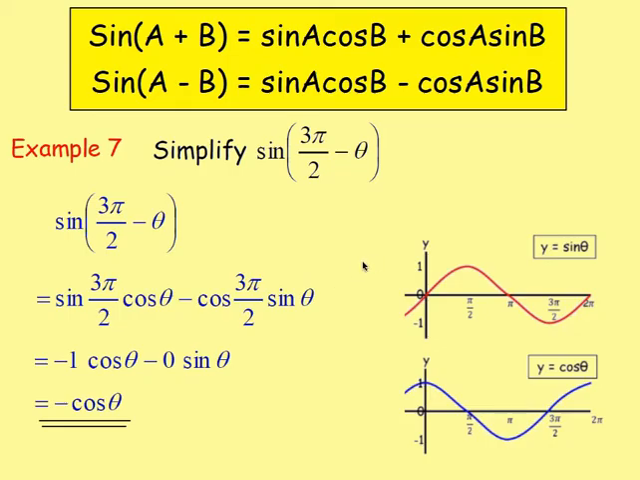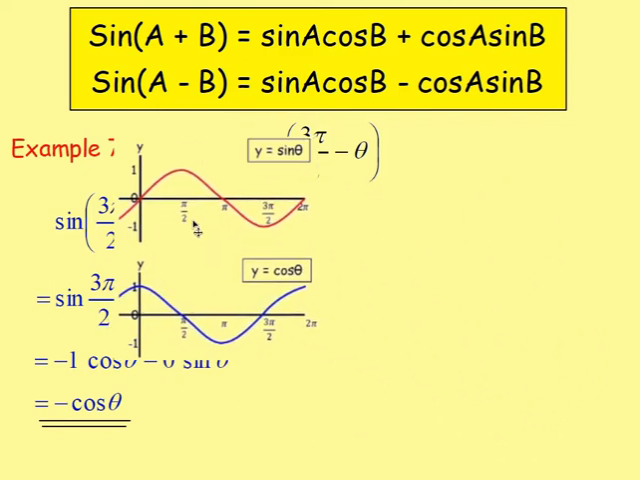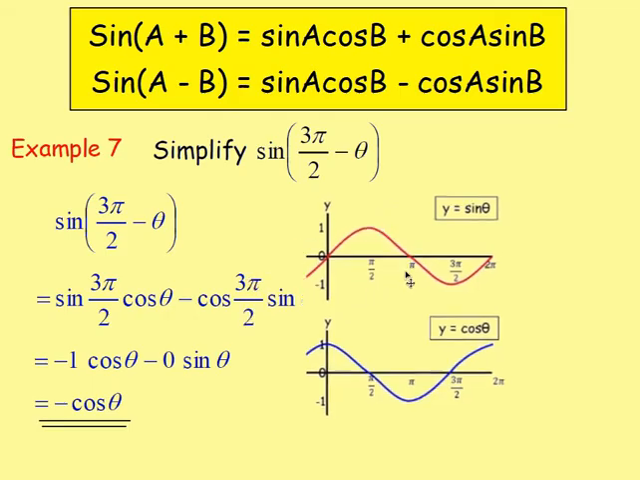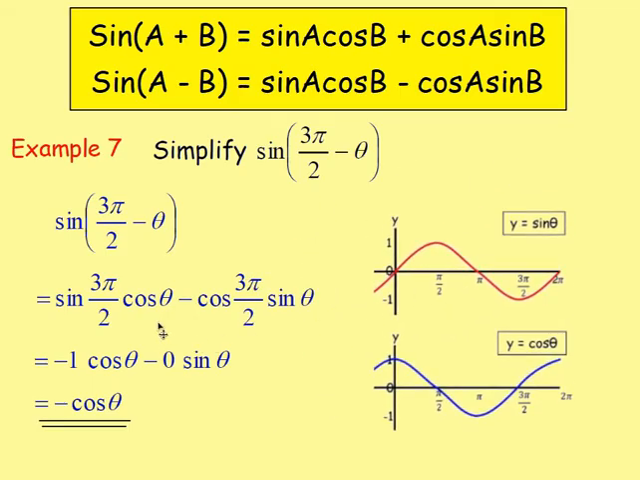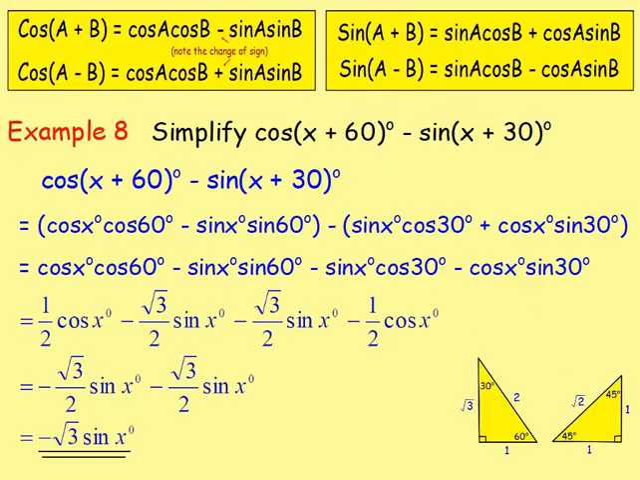We had to simplify sine 3 pi over 2, take away pi. Lots of these examples are very similar. For this one again, you expand it. You then work out the values. So sine 3 pi over 2, thinking about that in terms of degrees, it's 270. So for that, you'd be using your trig graphs here. Sub in the values, and you would end up with negative cos theta.